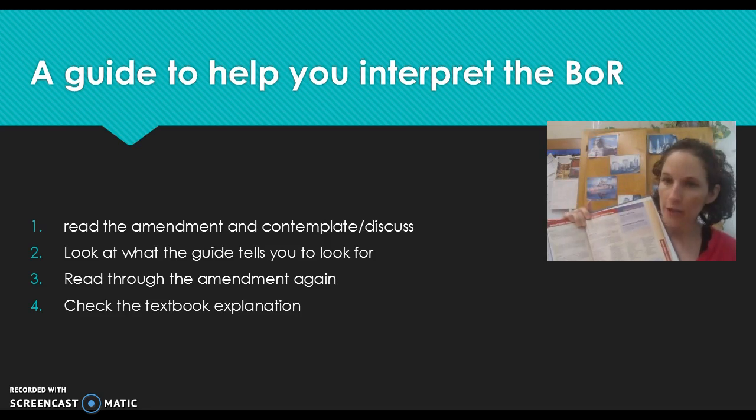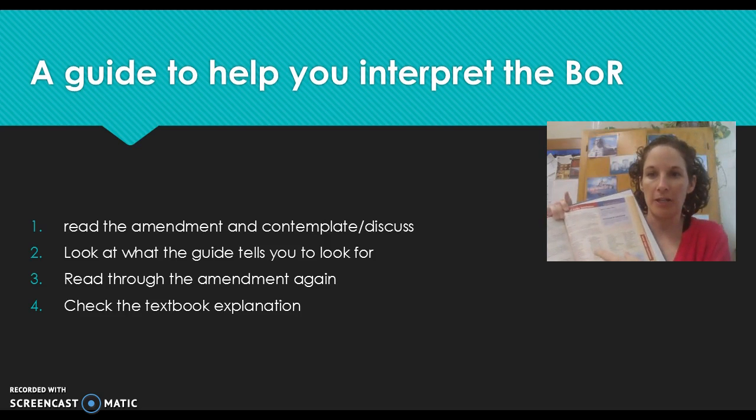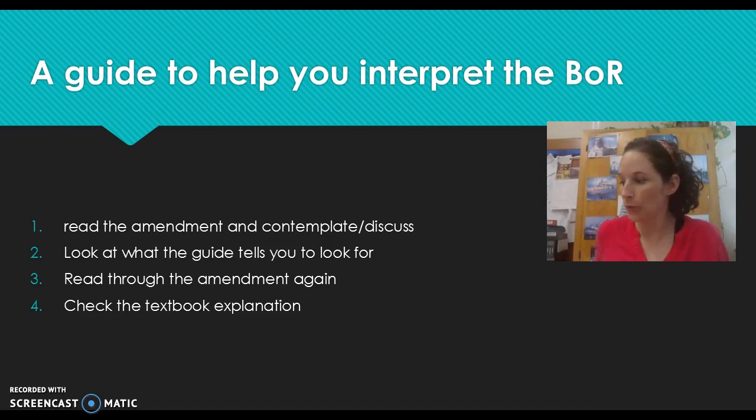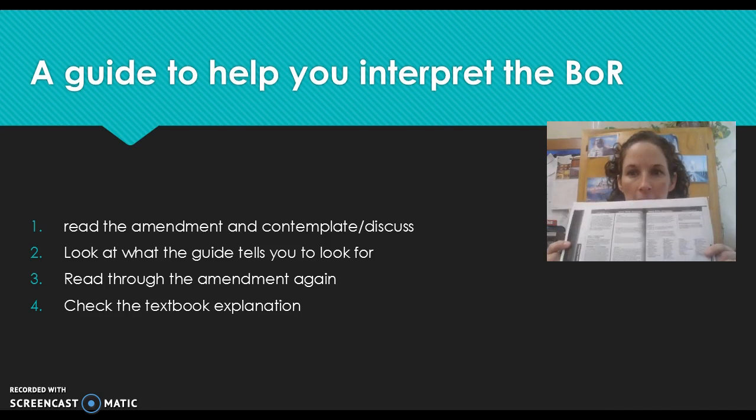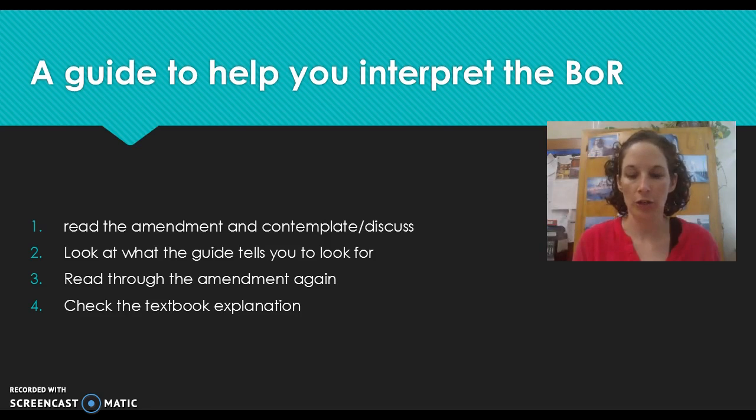The actual wording is in one color, in this beige color, and then there's a translation in blue on the margins of each page. Students in class looked at that for explanations of the amendments. You can download that too. I have scanned in those textbook pages, so you also have that to click on.